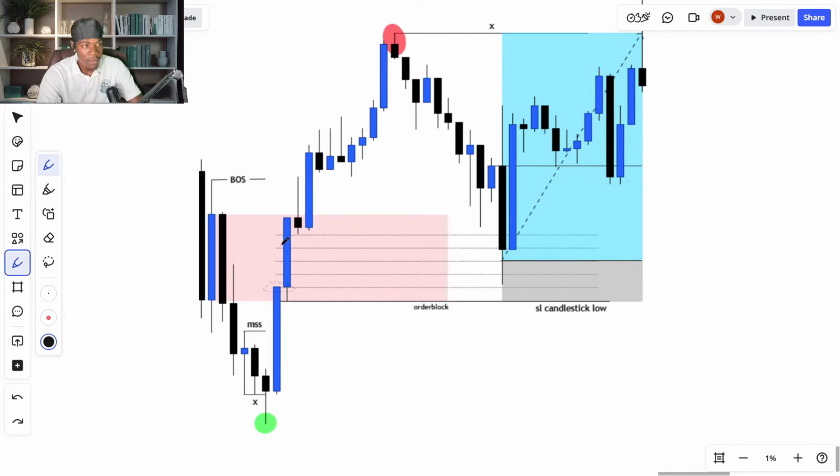Perfect. We usually use our quadrants, right? Your quadrants are the open, the 25%, the 50%, the 75%, and the close, right? So the three middle ones are the most important quadrants, right? Me personally, I always like to place my trade at the 50% of the fair value gap, right? The 50% is one of the most powerful.